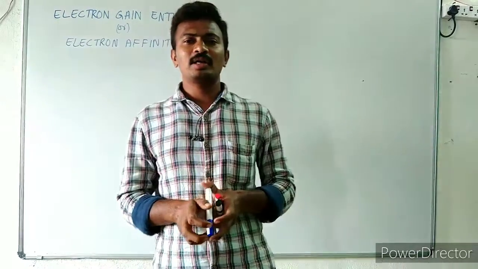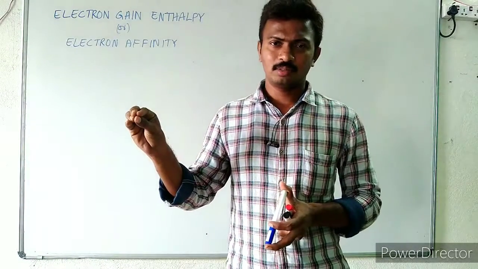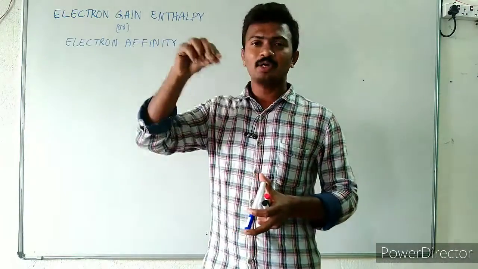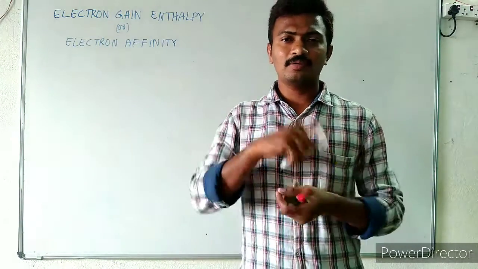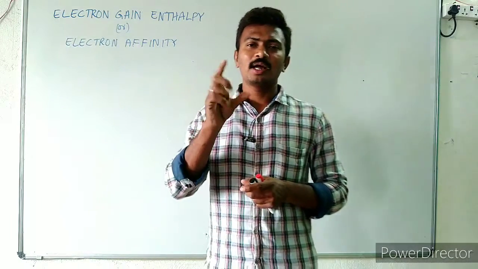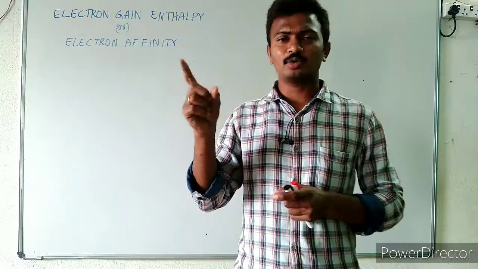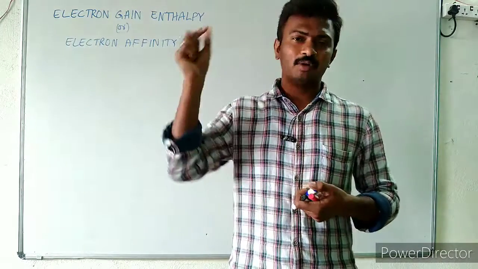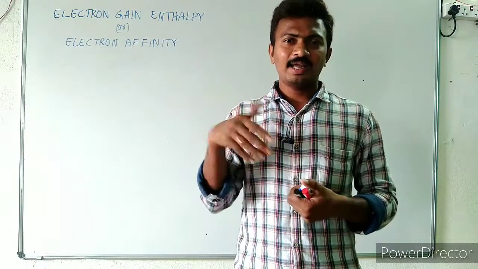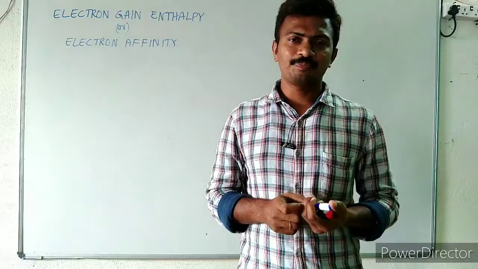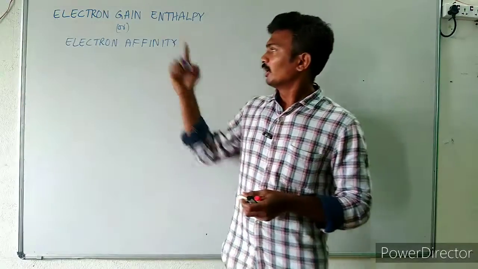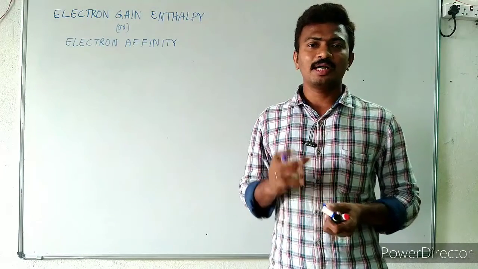Ionization energy means what? It is removal of an electron. Right? Here ionization means removal of an electron, but here we are going to add an electron. Completely reverse. By adding an electron, due to the attraction between the nucleus and the outermost valence electron, that means the electron which we are adding to the outermost shell, some amount of energy will be released. That energy which is liberated or released is known as electron gain enthalpy or electron affinity.